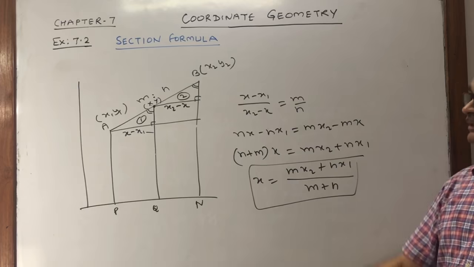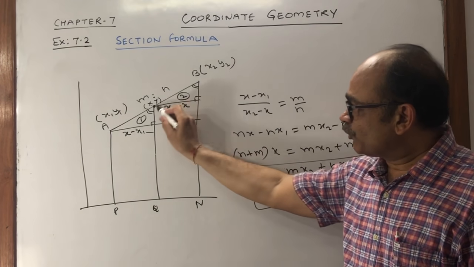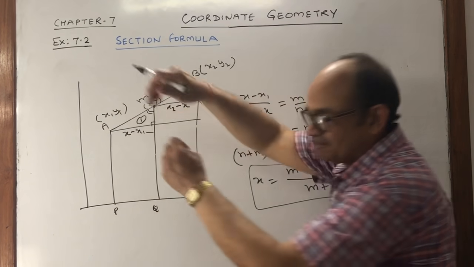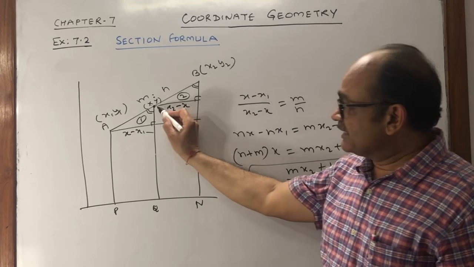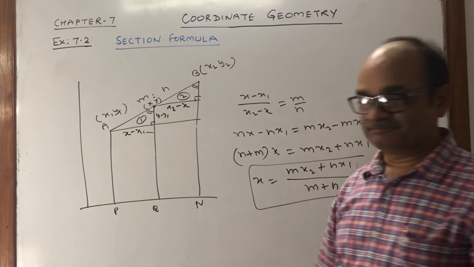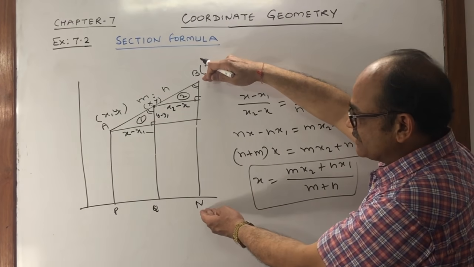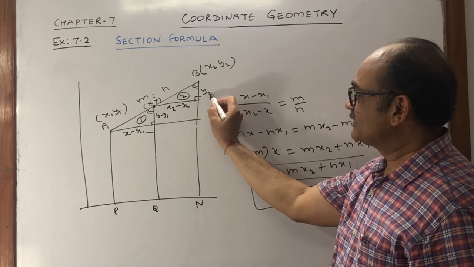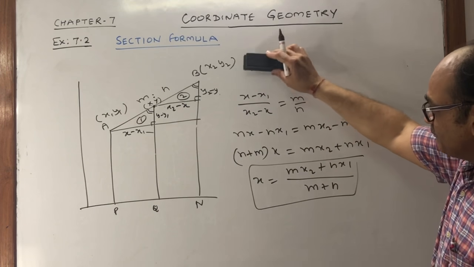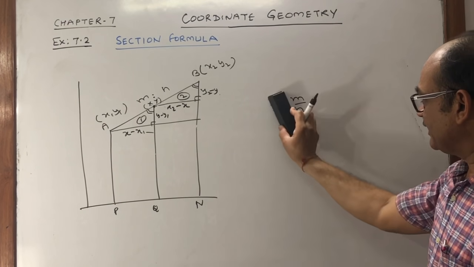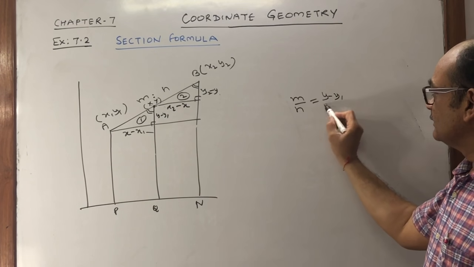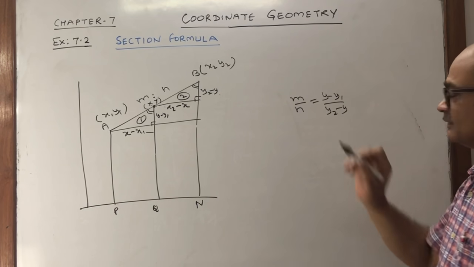Correct? Similarly, we can calculate the coordinate y also. But this time you have to calculate this gap and this gap. How do we calculate? This is y and this height is y1. So this one is nothing but y minus y1. Similarly, this one is y2, this one is y. So remaining is y2 minus y. The same thing. So we can calculate another way, comparing m by n with y minus y1 and y2 minus y. Same thing.